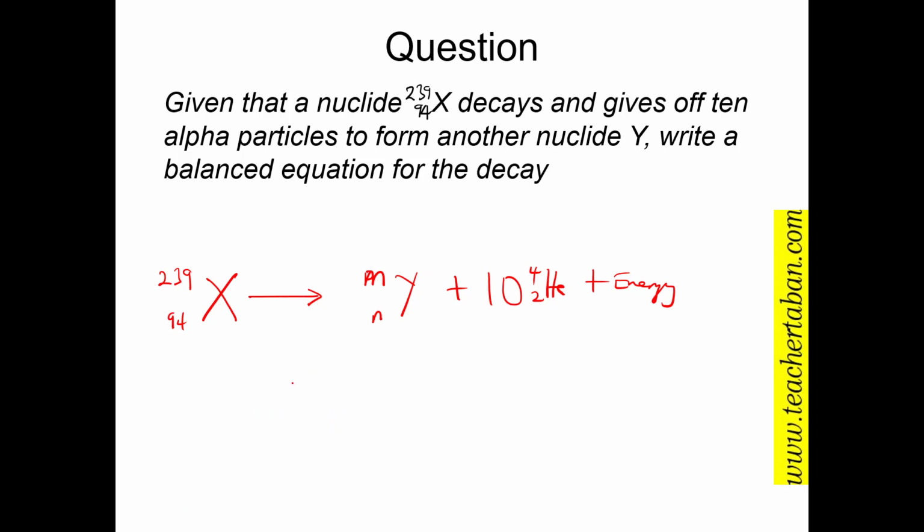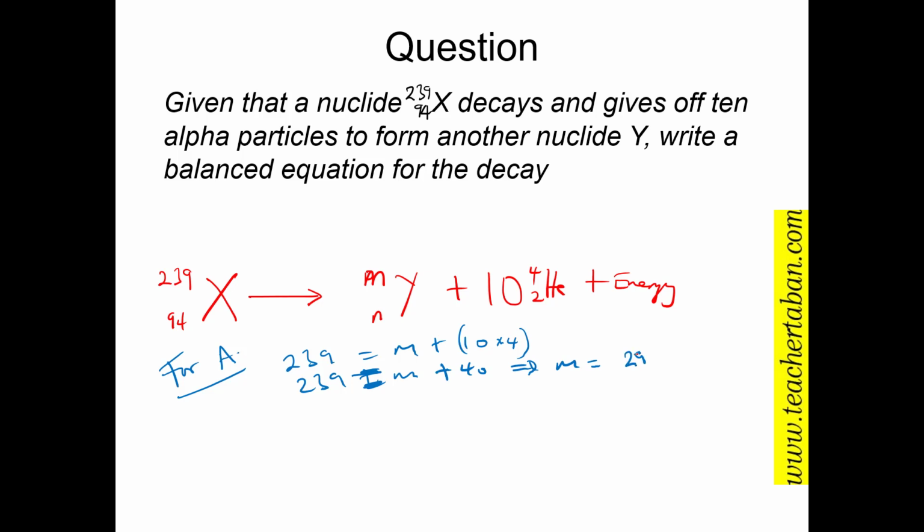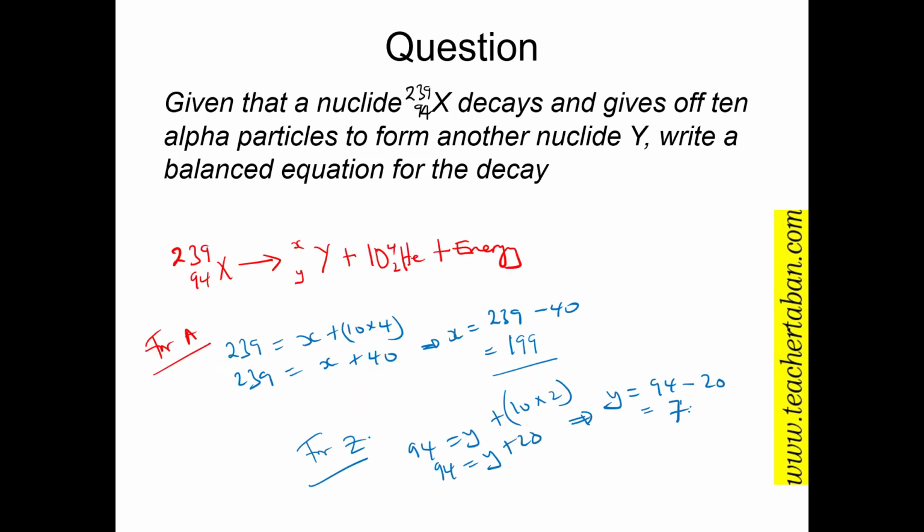Okay. So what we shall do here, we shall simply say that for the atomic mass, we have 239 is equal to M plus 10 times 4. 239 equals M plus 40, implying that our M is equal to 239 minus 40. What does this give us? 199. Very good.